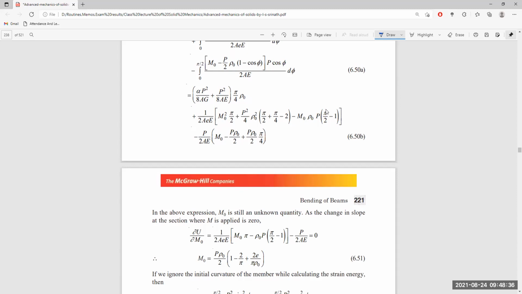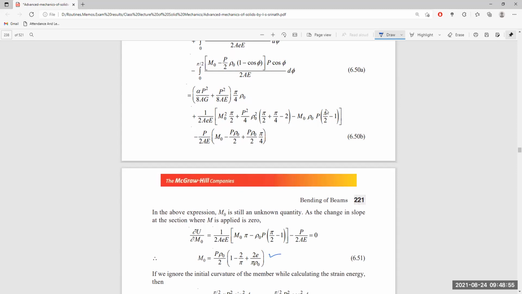Then m0 is still an unknown quantity. If we take the derivative of U with respect to m0 and equate it to 0, we will find the value of m0. This is given here by solving this equation itself.